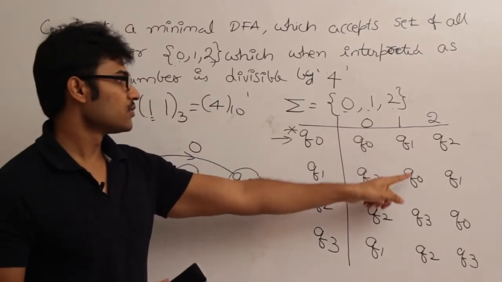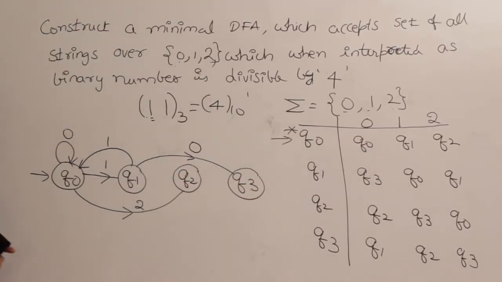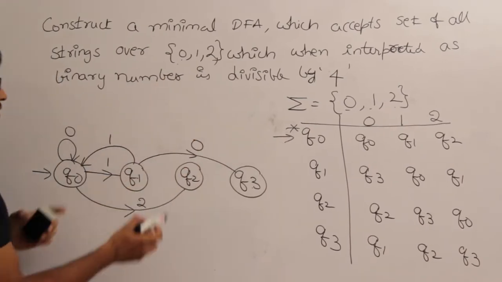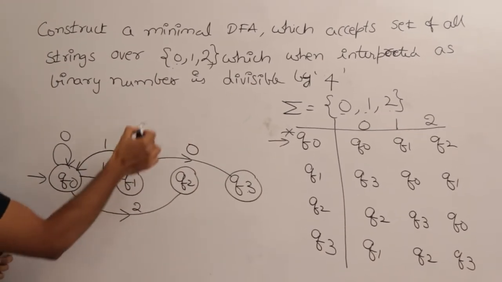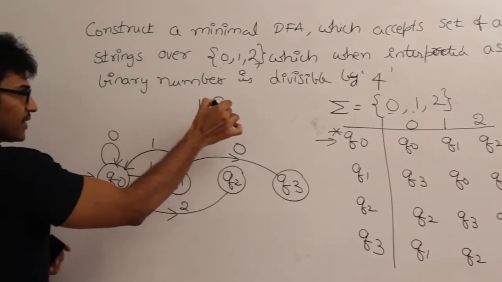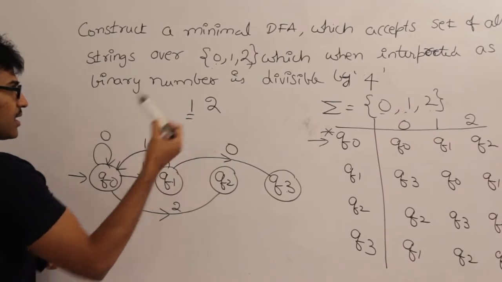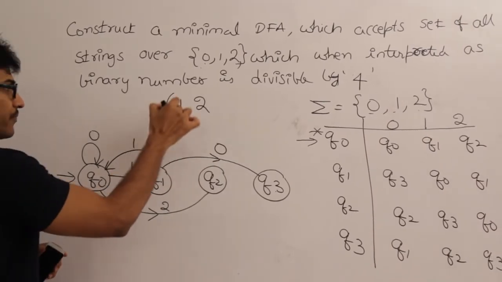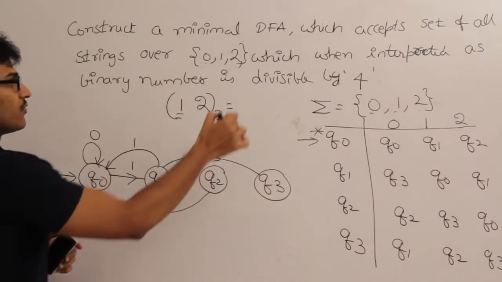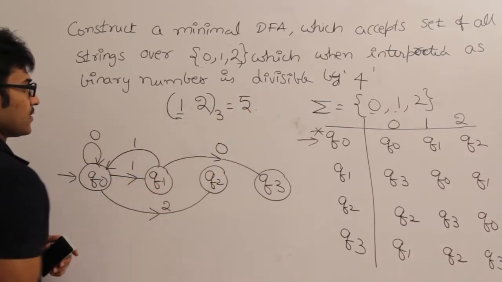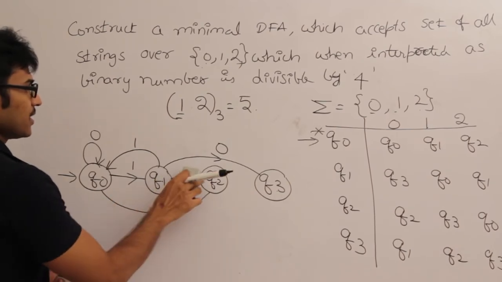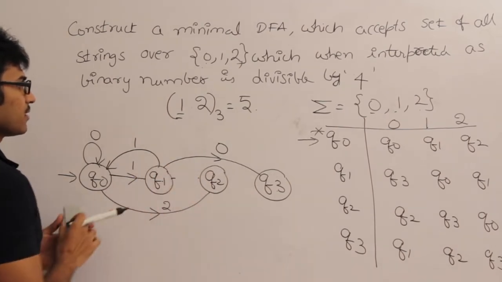Q1 on 1 is going to Q0, which is Q0. Fine. And on Q1 you can even see 2, which means I have reached Q1 by seeing 1, and now if I see a 2, it is nothing but 1 followed by 2. In ternary this is 3 into 1 plus 2, which is 5. So when I divide it with 4, the remainder is 1.